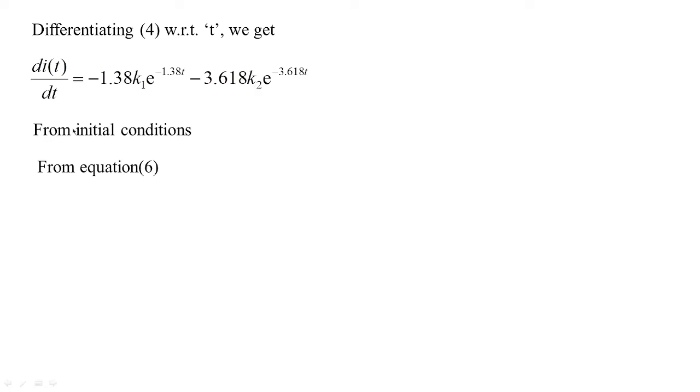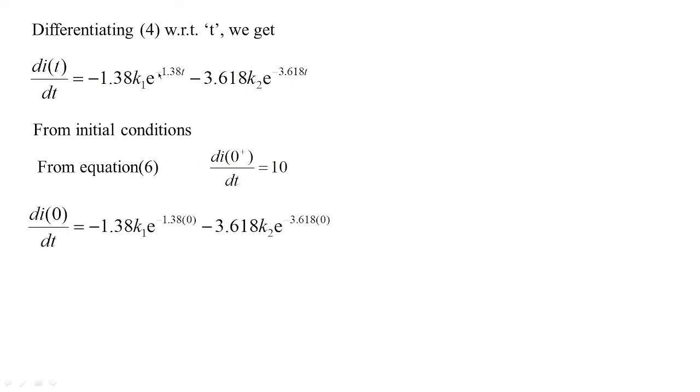Right. Now from the initial conditions, that is di by dt of 0 plus, which we got as 10, and from the above equation I am going to substitute the initial conditions. So I have di by dt of 0, where wherever there is a t I have taken the value as 0, and thus I have framed this equation. And I know that di by dt of 0 plus is equal to 10. I am substituting 10 over here, and e to the power of minus 1.38 multiplied with 0 becomes e to the power of minus 0, which has the value 1. Hence I can frame this equation as equation 7.